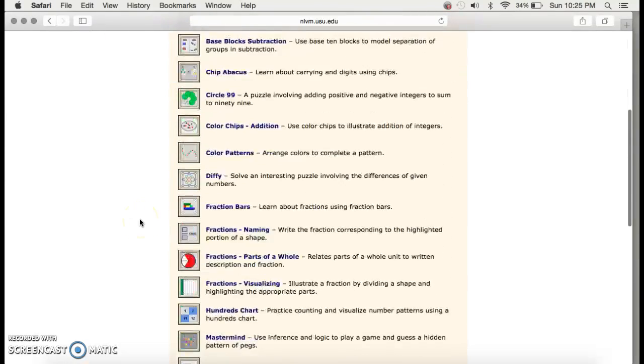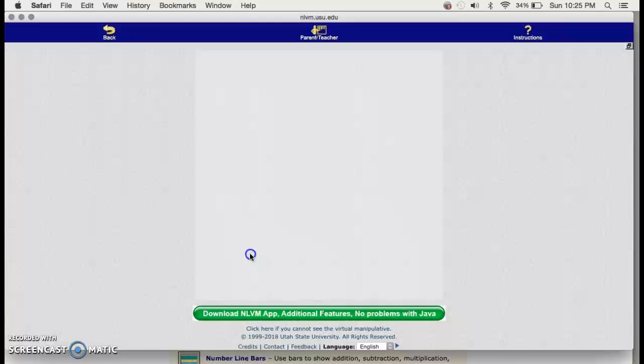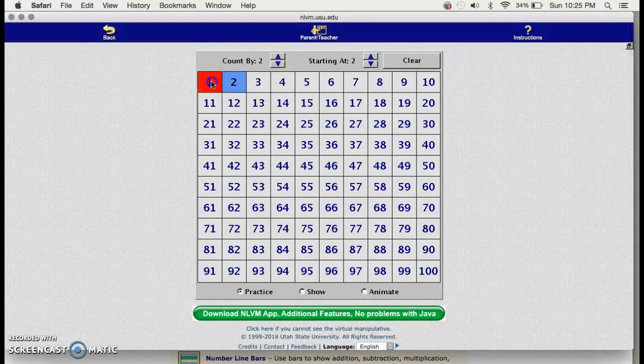Another thing I really liked was the hundredth chart. So you're able to start at 1 or 2 and count by 2s. Start at 3 and count by 2s. You can also go higher. And so you want to count by 10 starting at 3. And you can either show them all, or you can have it animated so it counts it for you. Or you can practice yourself, and if it's red, that means that's incorrect, but if it's blue, that is correct.